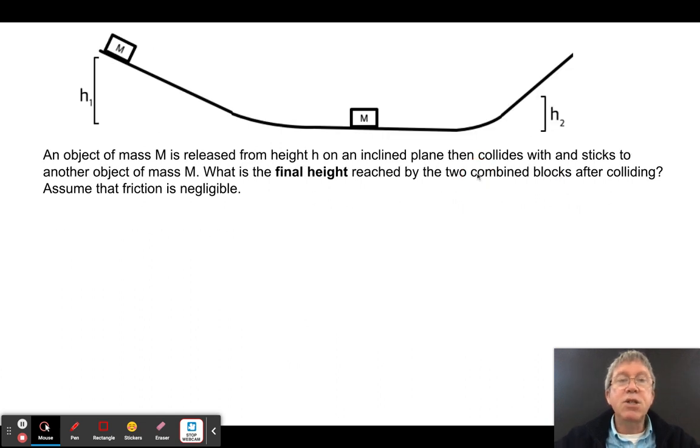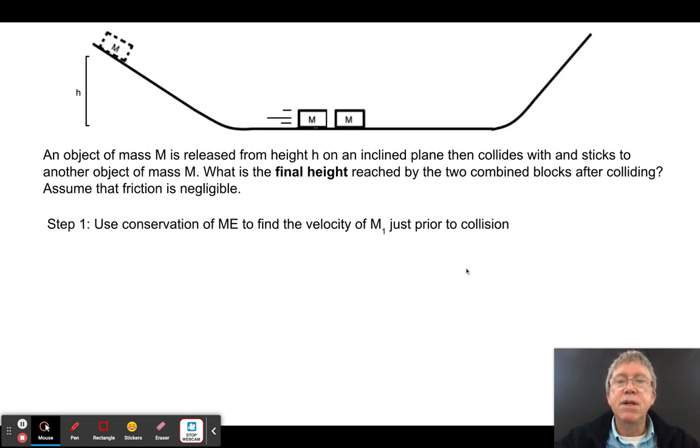Okay. Well, let's go back to that one I showed you to begin with. It's the same problem as before, except now what I want to know is what is the final height that the two blocks reach after they join together? All right. Well, let's give this a try. And again, we're going to assume no friction.